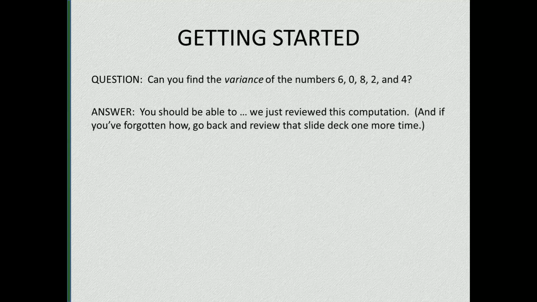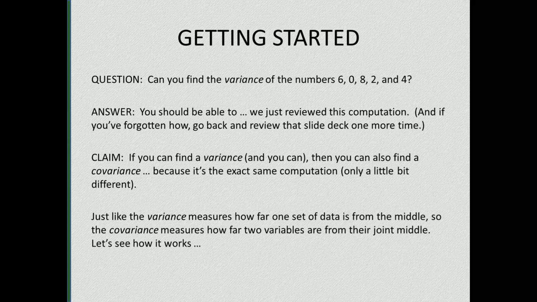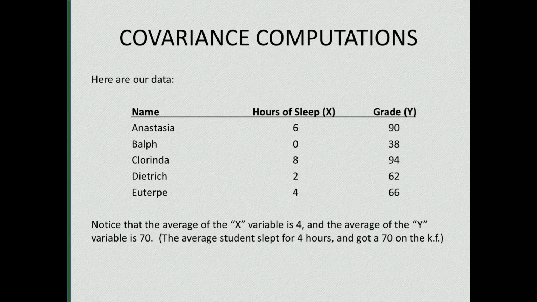Now, if you can do a variance, you can also find the covariance, because it's exactly the same, only different. A variance measures how far we are from the middle on one variable. A covariance does it jointly for 2 variables, but that's the only real difference there. And so here are our data again.